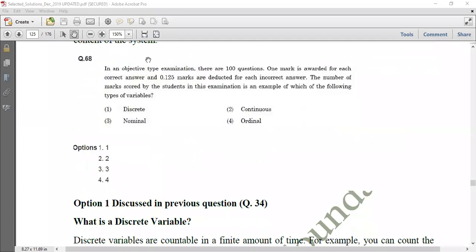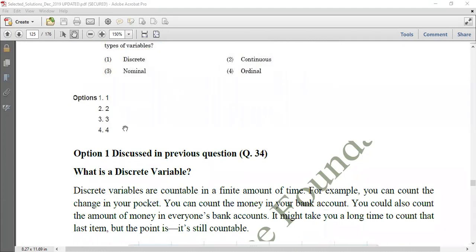So question number 68, which belongs to statistics, which is one of the important domains of the exam and has been well taught to you guys. It says that in an objective type examination, there are 100 questions. 1 mark is awarded for each correct answer, and 0.125 marks are deducted for each incorrect answer. The number of marks scored by the student in the examination is an example of which of the following types of variables? So first, let's see some of the theory. Then it will be easy for us to choose.